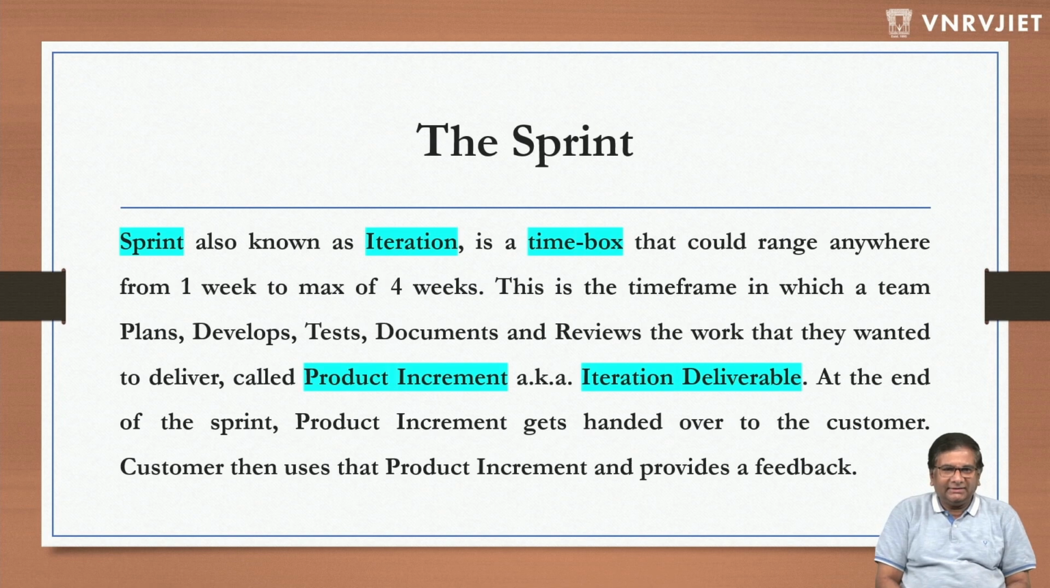Now, what is a sprint? This word sprint is used in Scrum. Basically, sprint is nothing but jumping from one to another, right? So that's what sprint is. Now, as a formal definition, a sprint, also known as an iteration, is a time box that could range anywhere from 1 week to a maximum of 4 weeks. So that means the Scrum teams that follow that model adopt a sprint that fits their needs.